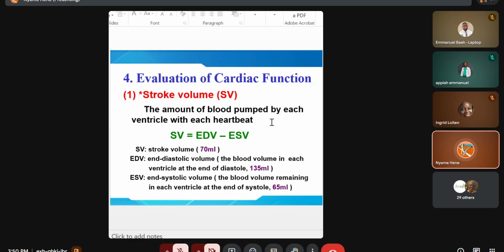That has not been compressed. Now, imagine yourself squeezing the middle part of the bottle. So when you squeeze the middle part, what will happen? Some amount of the water will seep out, right?